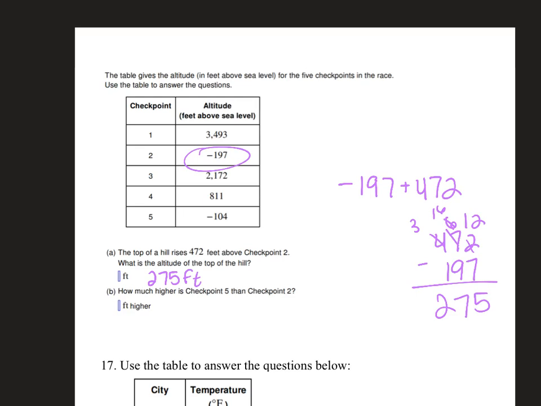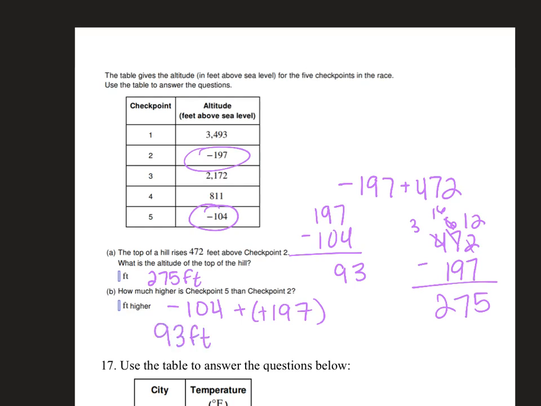Part B says how much higher is checkpoint 5 than checkpoint 2. Checkpoint 5 here is -104. Checkpoint 2 is -197. I'm going to take my bigger number, which is 197, minus my smaller number. That's keep, change, change. I'm finding the difference between them because I have more positives than I have negatives. So I know my answer is going to be positive. 7 take away 4 is 3. 9 take away 0 is 9. And 1 take away 1 is 0. So it is 93 feet higher.